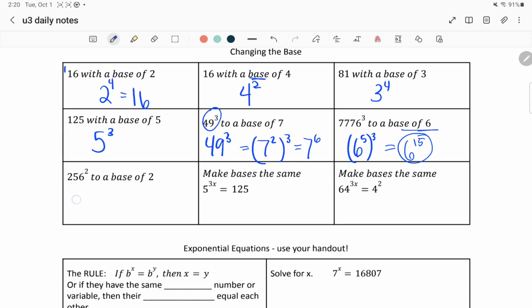256 squared to a base of 2, so I'm going to put a 2. I see on my page that 2 to the 8th equals 256. So I've got 256 squared, and then I'm going to simplify 2 to the 16th because 8 times 2 is 16.